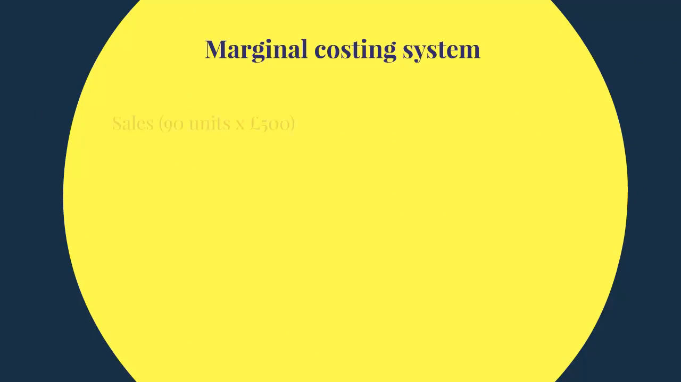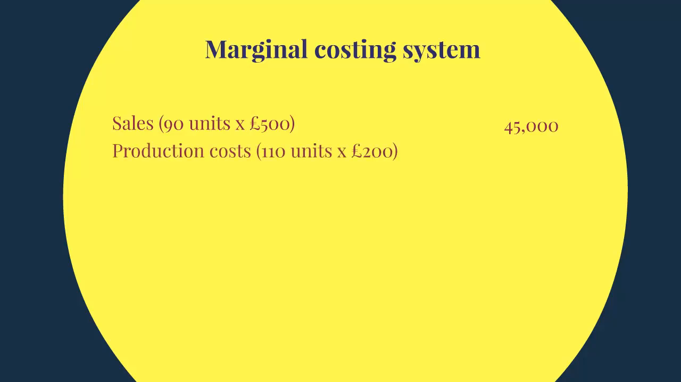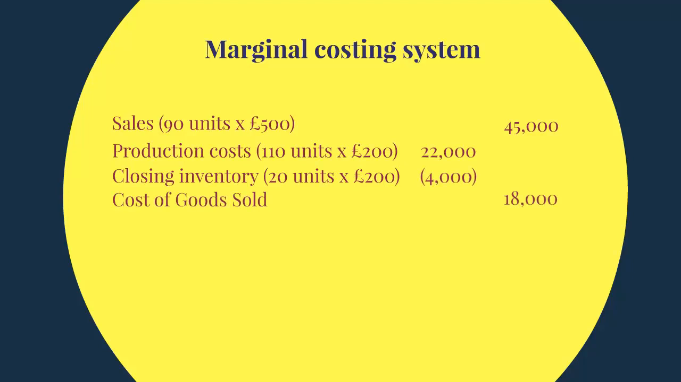Let's look at it under a marginal system. So we use the same figures here. Sales: we sold 90 units at £500 a go, giving us £45,000, of course. But now we use production costs of only £200 rather than the £300 used, because we have not absorbed our fixed costs into our cost of production, giving us £22,000 in production costs. Again, the same goes for the closing inventory. We add back in the 20 units at £200 a go, giving us cost of goods sold at £18,000 and a gross profit of £27,000.